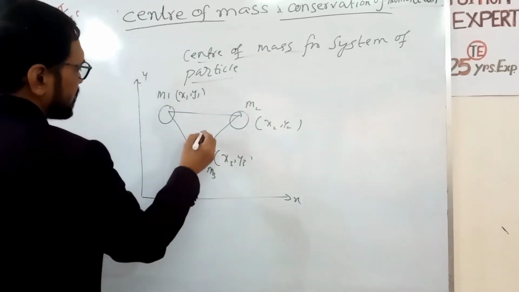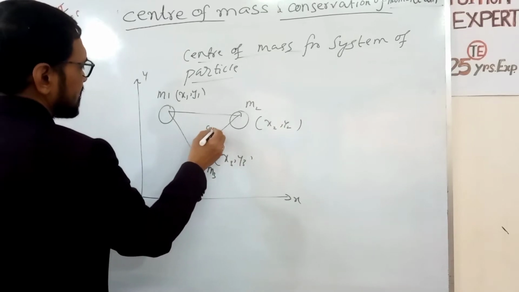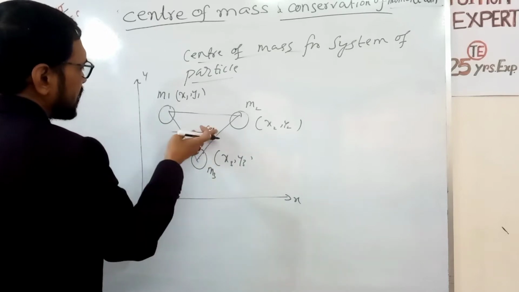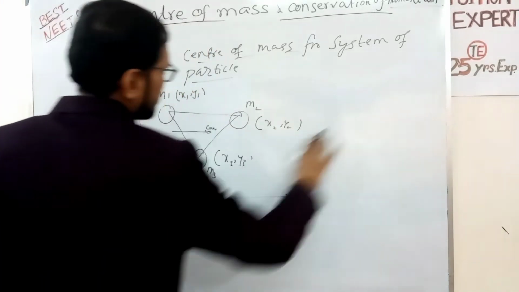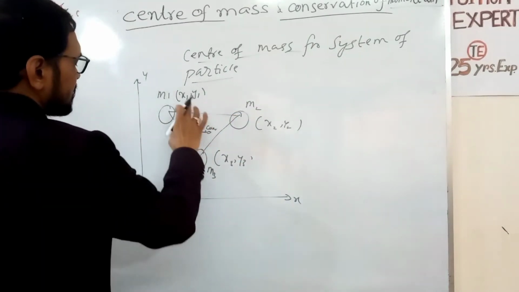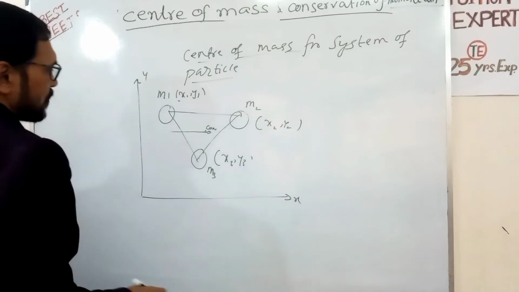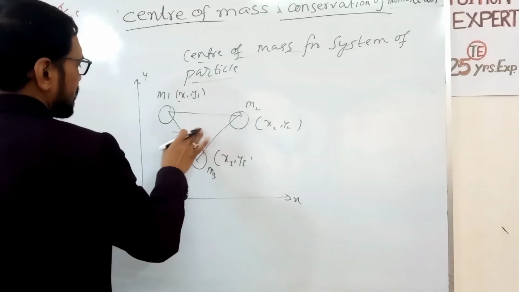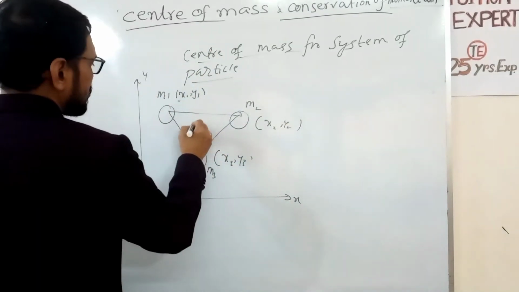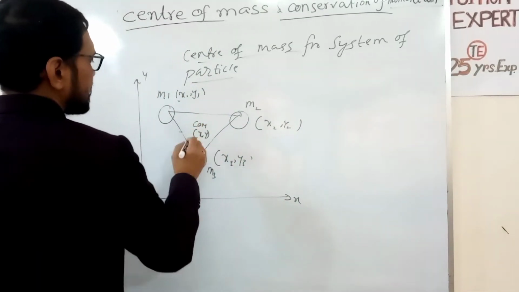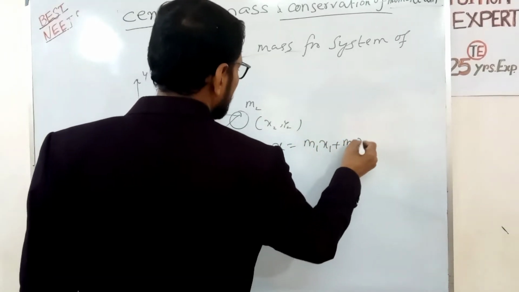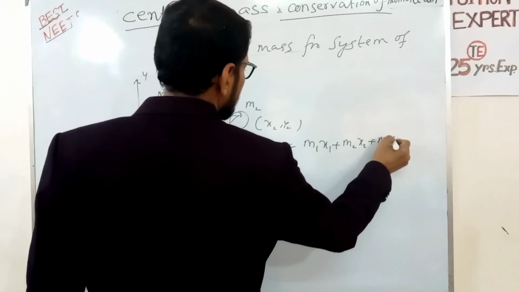And suppose the center of mass is here. If a force is applied in this way, then it moves horizontally, and translation motion of the system is produced. Now we have to find the center of mass of the system. So if the coordinates of the center of mass are x and y, then x will be m1 x1 plus m2 x2 plus m3 x3 divided by the total mass.